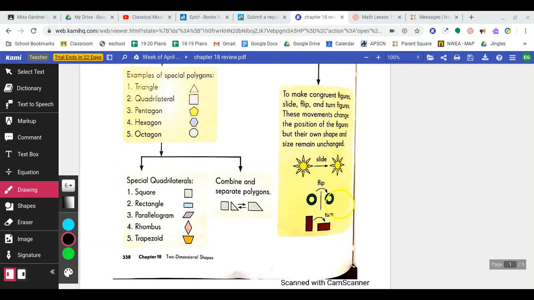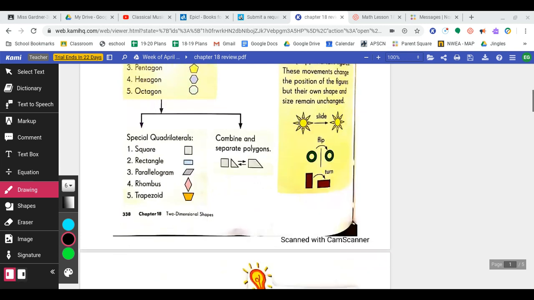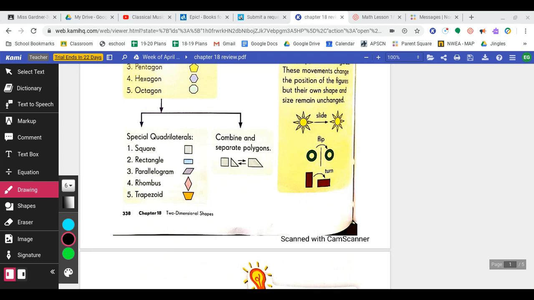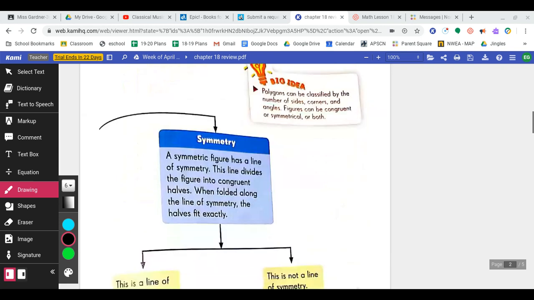So the circle is not the best way to represent that because a circle would also look the same if it was slid or turned, but a flip just is that mirror image. A turn is, imagine like on a clock, it's just rotating around. So the short side of the rectangle is now facing the side towards the right rather than up top.